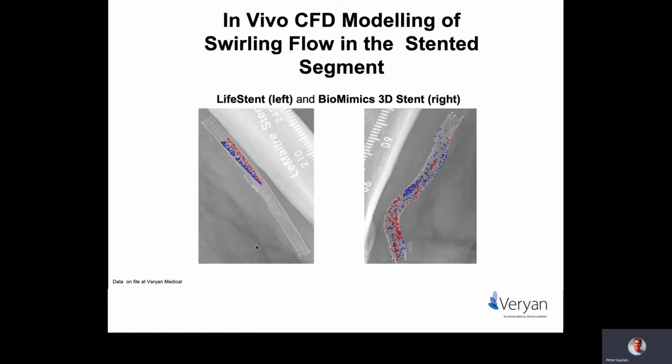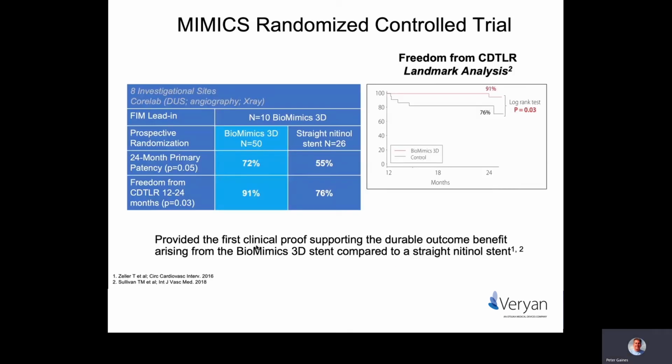The first demonstration in humans following successful studies in animals was the MIMICS randomized controlled trial. This was performed in Germany, where 76 patients were randomized 2-to-1 to receive either the BioMimics 3D stent or a straight nitinol stent in the superficial femoral artery. This study indeed was the first randomized trial against 2 separate stents in the superficial femoral artery.